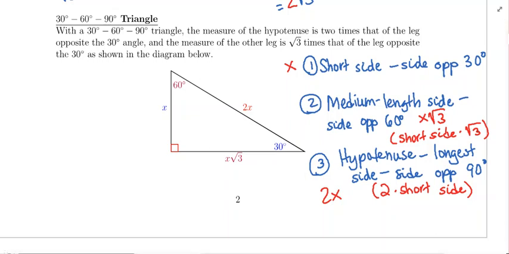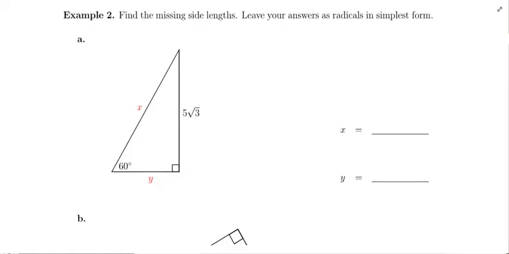All right, so here we go. Here is example 2. There are 3 triangles. They are all 30, 60, 90 degree triangles. And we are going to try to find the missing side lengths, and we're going to leave answers as radicals in simplest form. So let's take a look at example 2a.